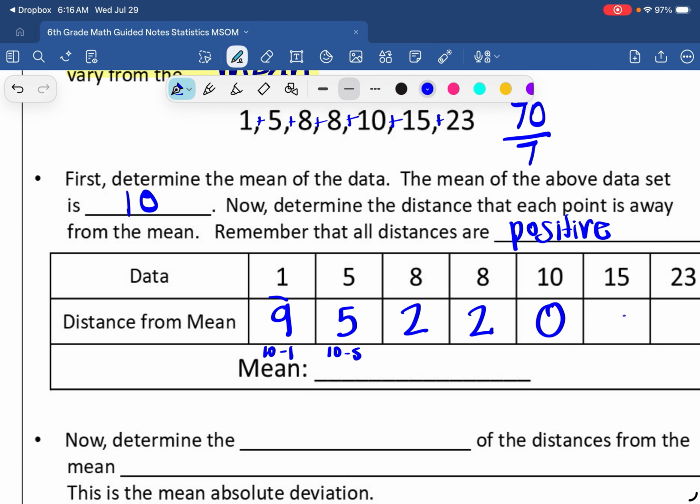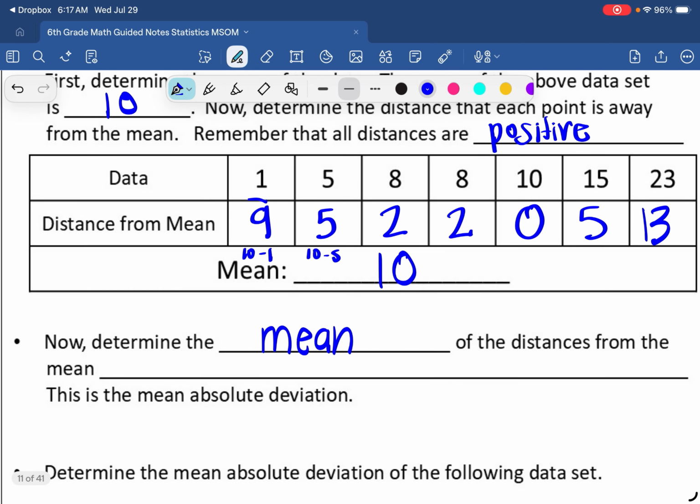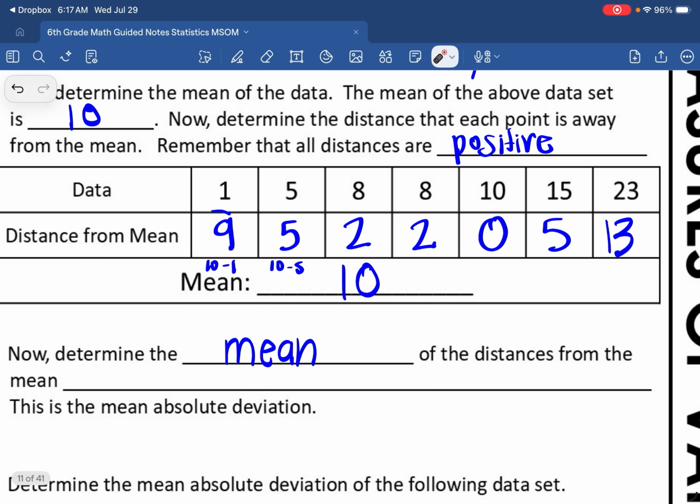The distance between 10 and 15 is 5. We're keeping all of our distances positive. So remember that even though 8 is smaller than 10, it's still a positive 2. And 15 is bigger than 10, it's still going to be a positive 5. We're just counting the distance that number is away from our mean. So 23 is 13 away from 10. So now we have the distance from the mean of all the data points.